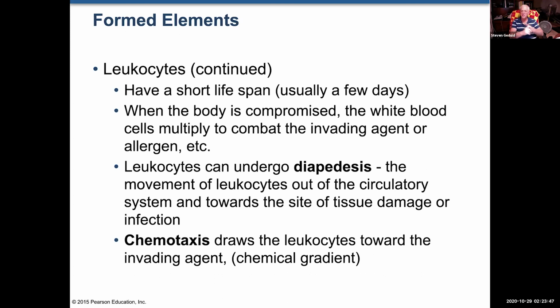So diapedesis and chemotaxis are important. That's how your body responds to infection. White blood cells can actually leave the blood and they produce a chemical, histamine, which causes your redness, your inflammation, and the cells pick up that scent and they follow that scent towards the greatest part. And that's how other white blood cells get to where the invading agent is. And that's how you fight infections.